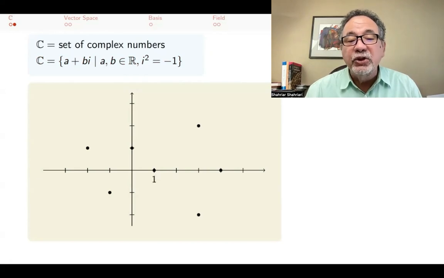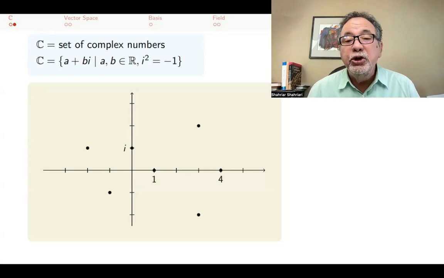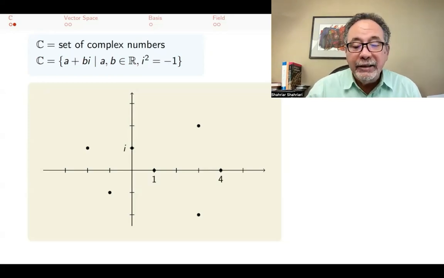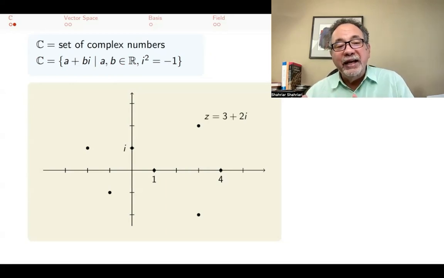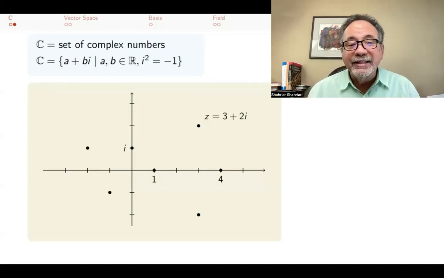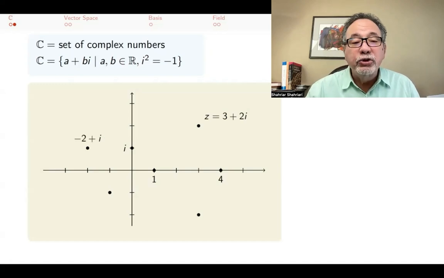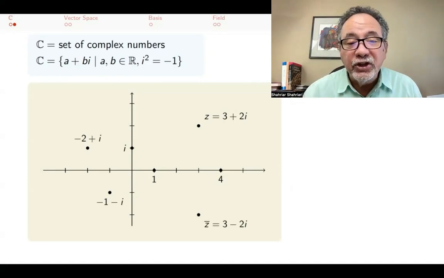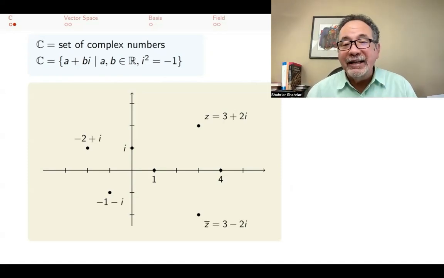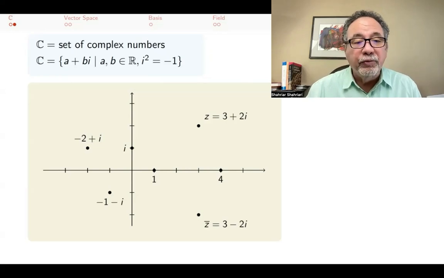On the x-axis are the real numbers, so there's 1, there's 4, as you might expect. On the y-axis are pure imaginary numbers. So for example, i is up there. And then there are other numbers like 3 plus 2i. You go 3 on the x-axis and 2 units up the y-axis, you get 3 plus 2i. -2 plus i is over there. -1 minus i is here. And 3 minus 2i is just the reflection of 3 plus 2i about the x-axis, and that's called the conjugate of 3 plus 2i.